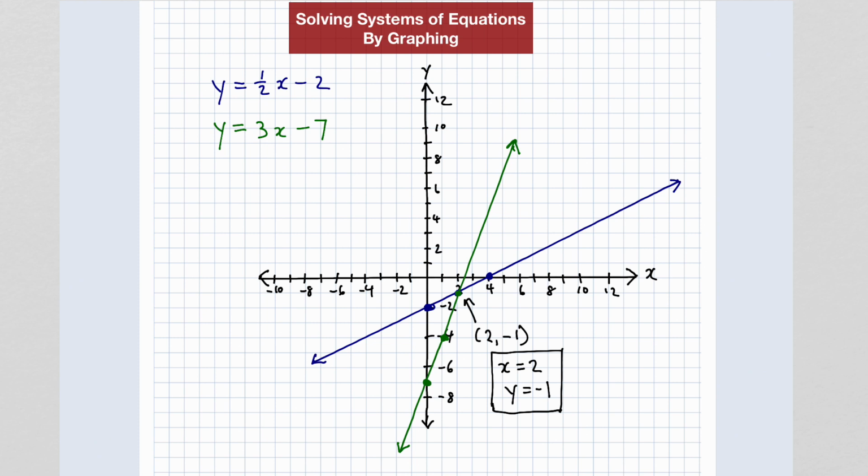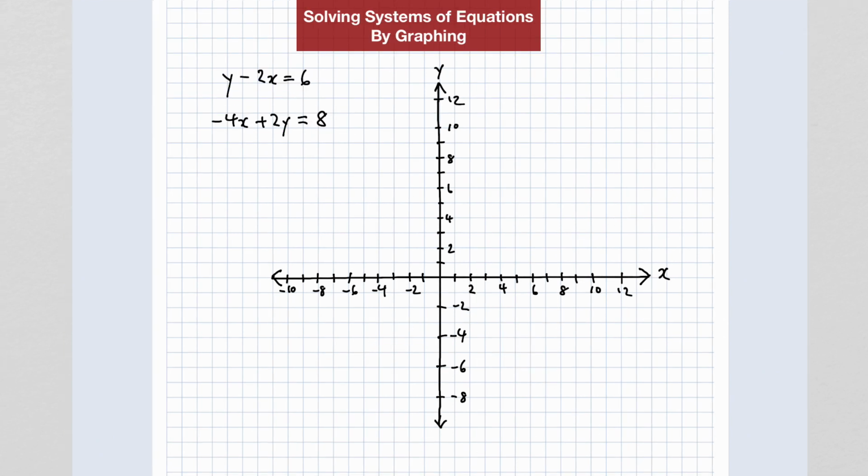So let's move on to another example where we don't have one solution. So we have the following equations. We have y minus 2x is equal to 6, and -4x plus 2y is equal to 8. Let me go ahead and change those colors.